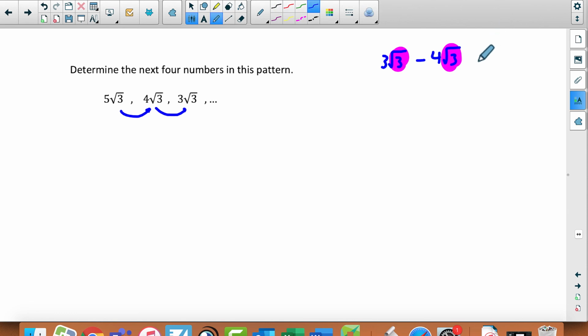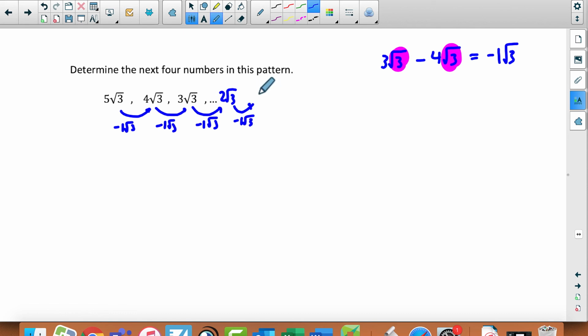Oh, I shouldn't have put this question because you guys aren't really ready for it. But anyway, if you have 3 of these pink things, see how it's in pink, and you take away 4 of these pink things, you now have 3 take away 4 is negative 1 of these pink things. And what is the pink thing? Root 3. So it goes down by negative 1 root 3 every time. 5 root 3 take away 1 root 3 is 4 root 3. 4 root 3 take away 1 root 3 is 3 root 3. 3 root 3 take away 1 root 3 is 2 root 3. 2 root 3 take away 1 root 3 is 1 root 3.